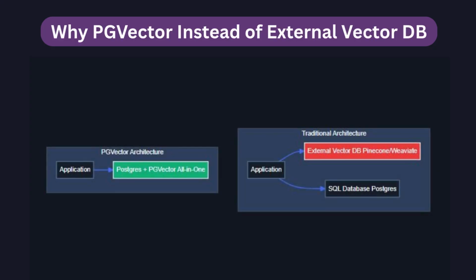Why PGVector instead of an external vector DB? PGVector enables vector search directly inside PostgreSQL. Traditional architectures use external vector databases like Pinecone or Weaviate along with a separate SQL database. PGVector simplifies this into a single system. Advantages include lower infrastructure cost, simpler architecture, SQL-native vector search, built-in multi-tenant filtering, easier backups and replication, ACID transactions, and familiar tooling. This makes it ideal for production SaaS systems where simplicity and reliability are important.